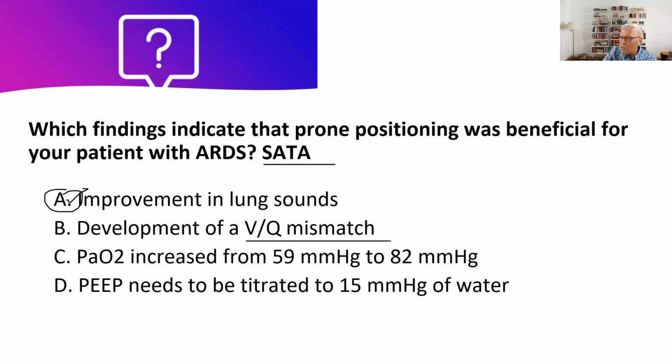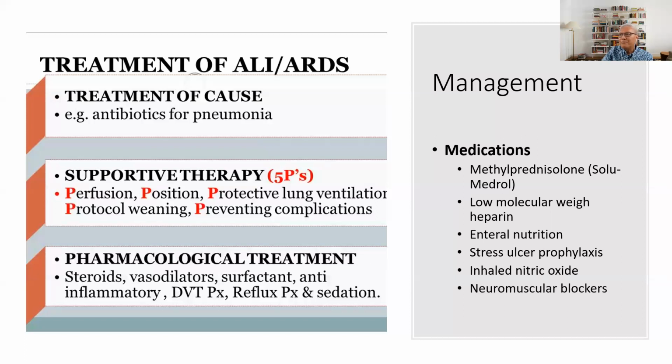Development of a VQ mismatch, this is what we're trying to correct. So this would be incorrect. The PaO2 increase from 59 to 82, this is a correct response. The improvement to 82 is a good finding without having to give the patient high concentrations of oxygen. And if you need to increase the PEEP, then that means the patient has deteriorated. So therefore, this is incorrect. Okay. All right.